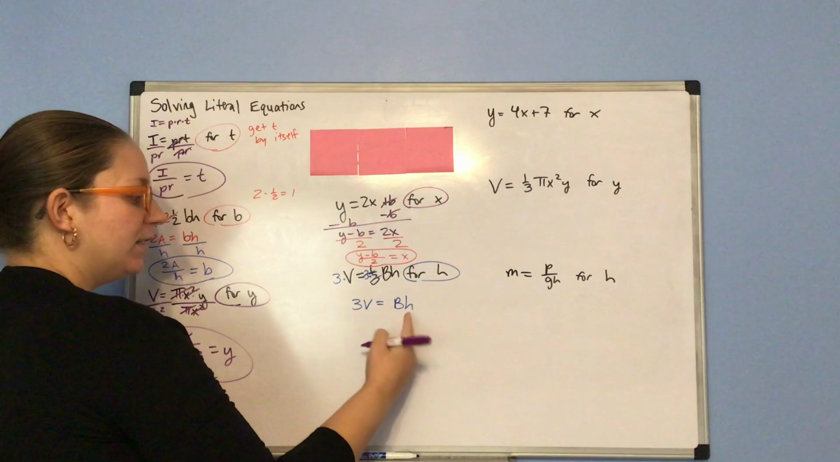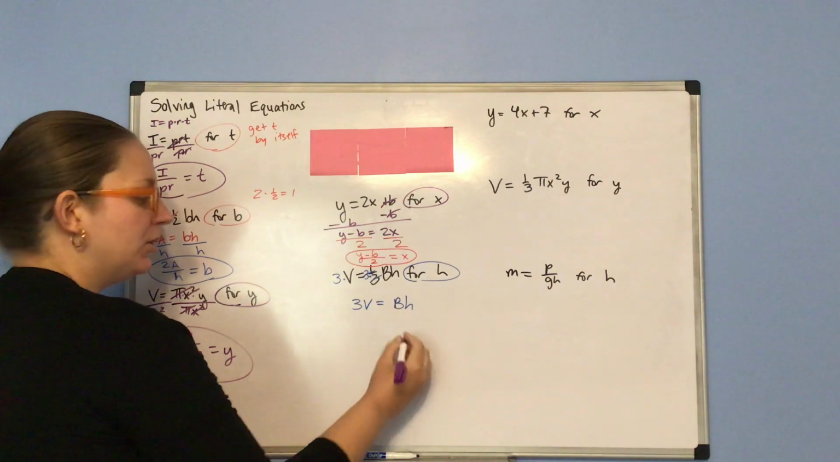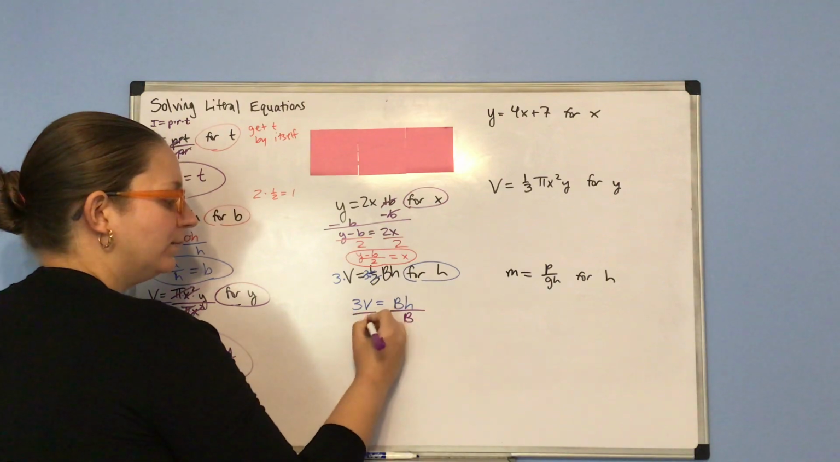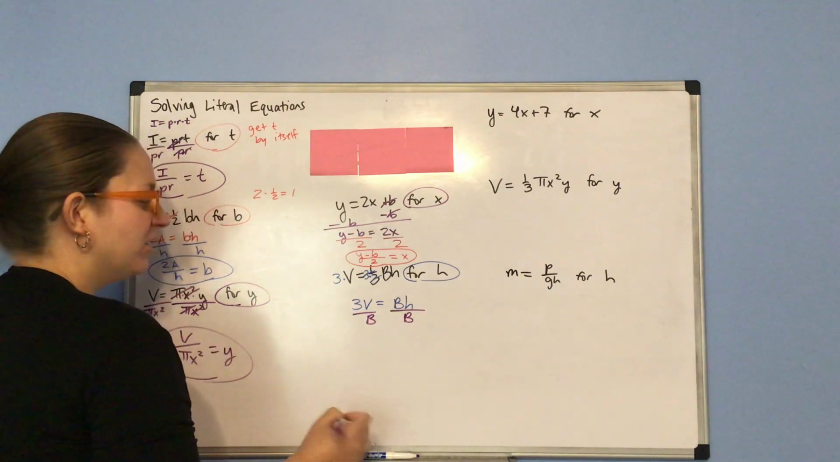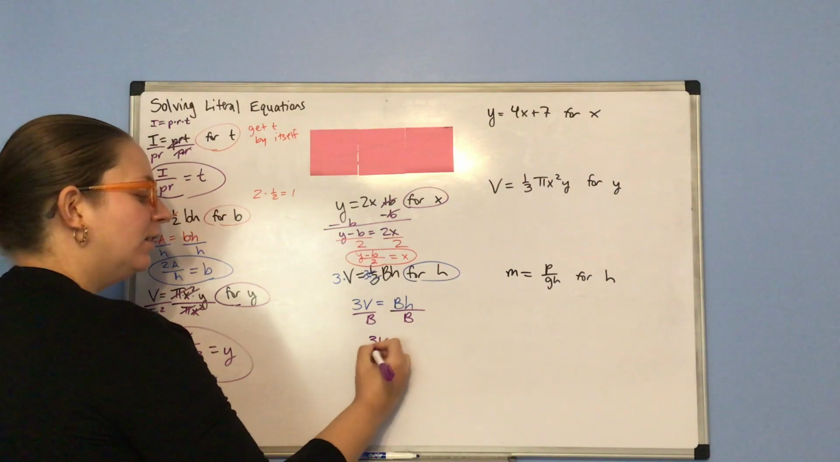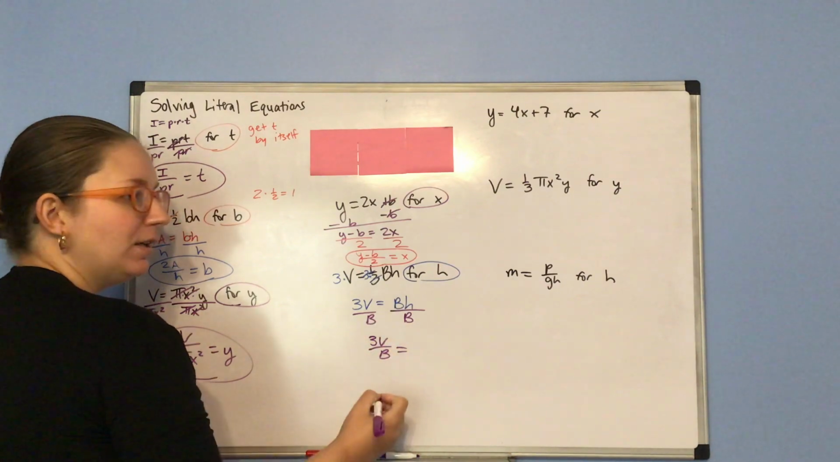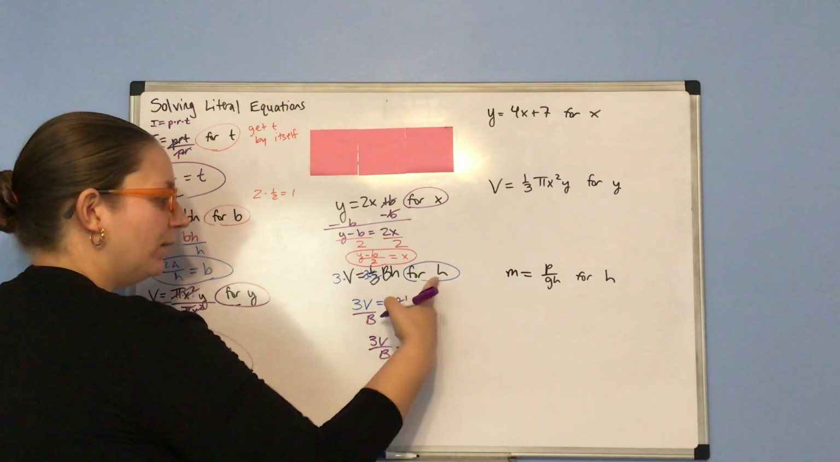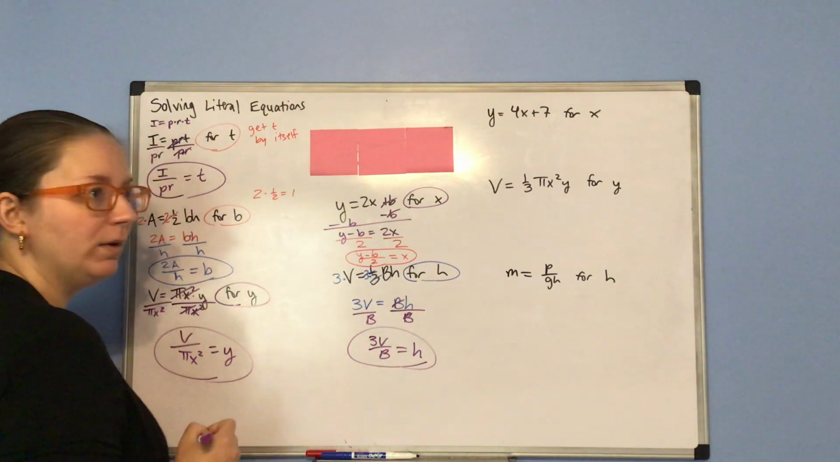I want h by itself. This is really b times h. To undo multiplying by b, I divide by b. These are kind of tongue twisters. So let's finish this off. Left hand side now looks like 3V divided by b. Right hand side is just h. We wanted h by itself. We are done.